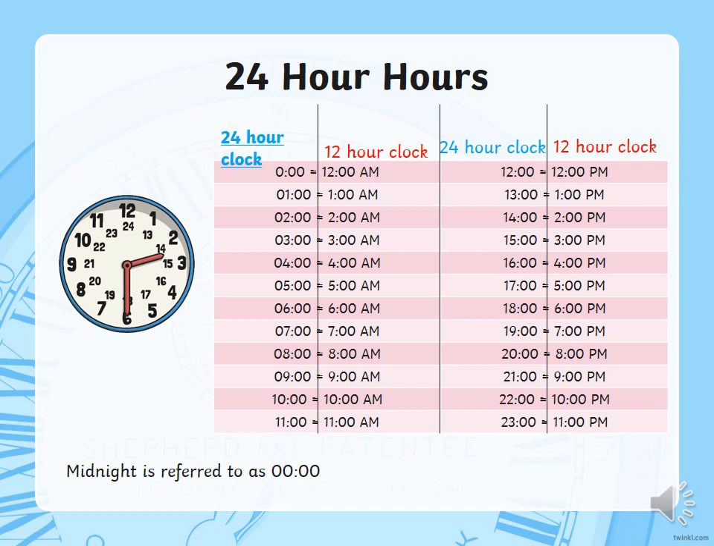So 12-hour clock, 12 a.m. is, in the 24-hour clock, 12 a.m. is 0, and then 1 o'clock, and so on and so forth. So pause the video for around a minute and just have a look at the differences in the 24-hour clock and then in the 12-hour clock.